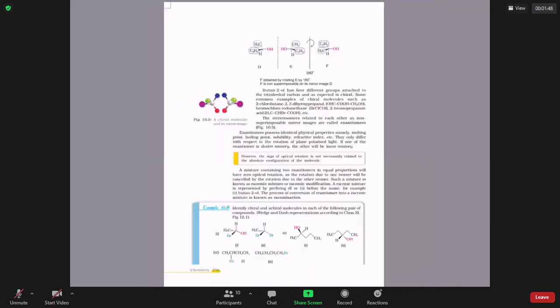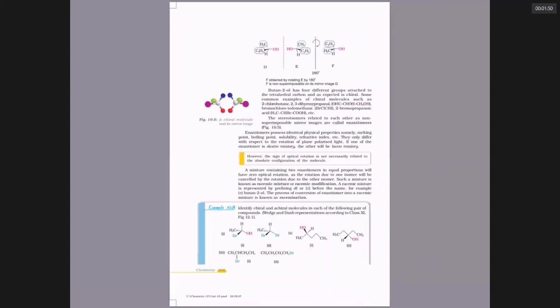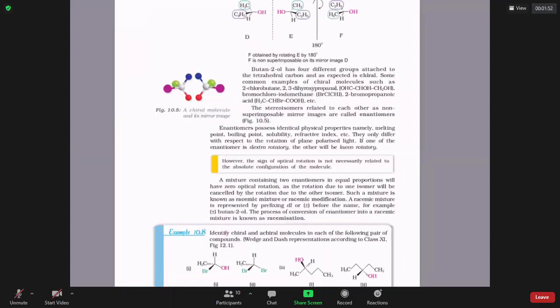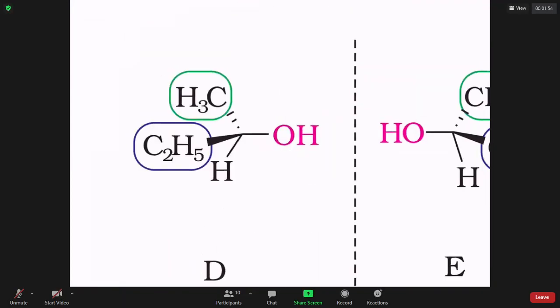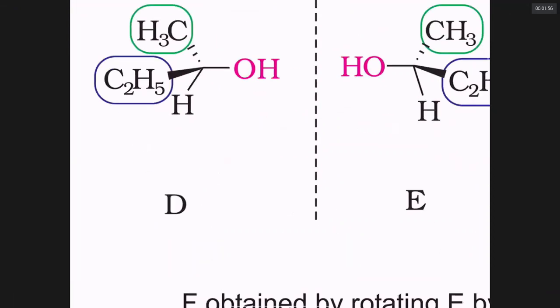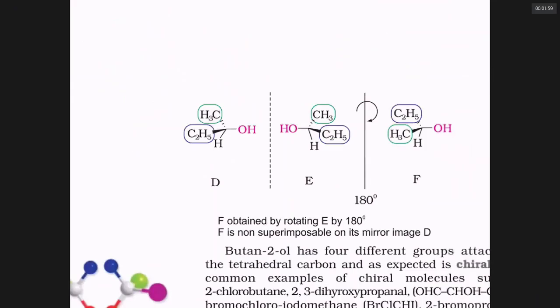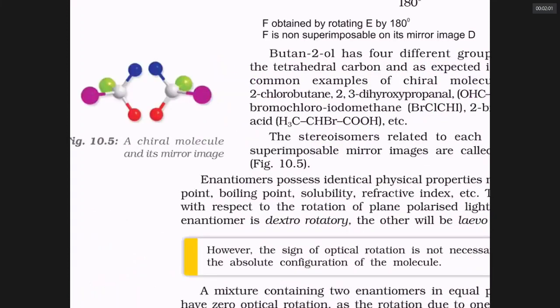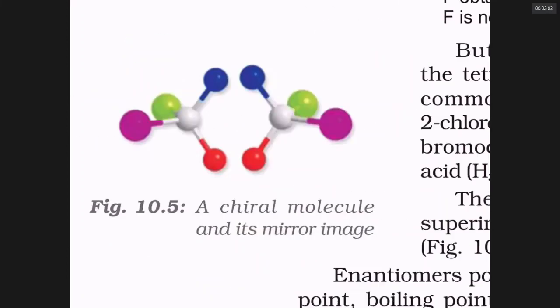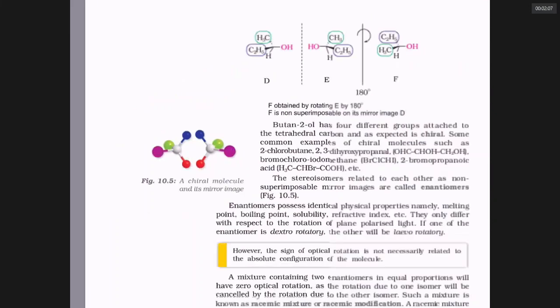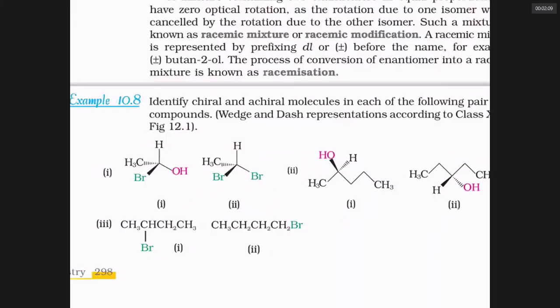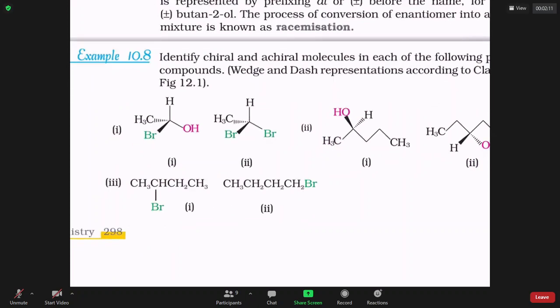However, if all the groups linked to carbon are different, as in this case, if the carbon is linked to methyl, ethyl, hydrogen, OH, it is called chiral carbon, and it can make object and image different compounds. This is a photograph of a chiral carbon. Can you see that? Yes, sir. Identify chiral and achiral molecules. Can you do it? In 1 and 2, 2 is achiral, 1 is chiral.